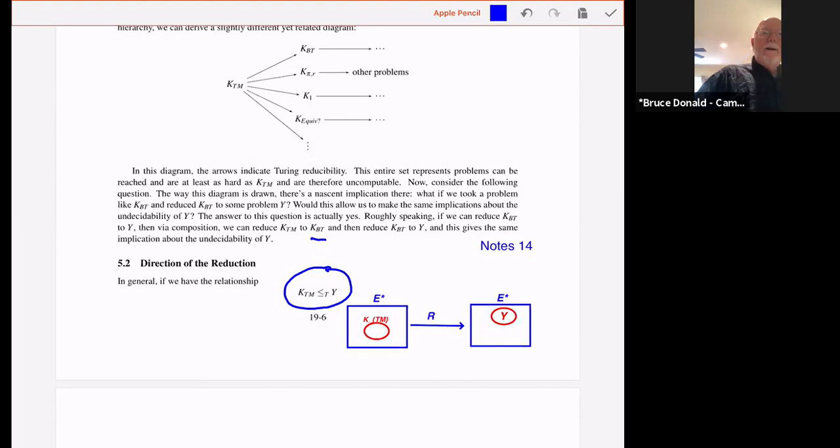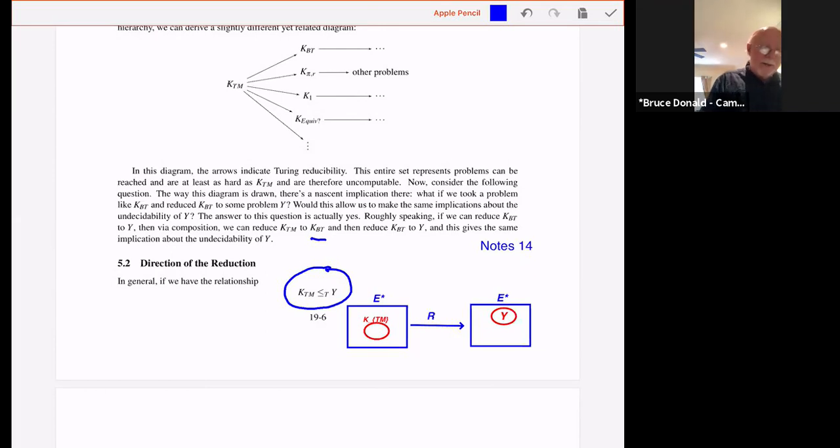The idea of this reduction is that you're showing that the problem Y is at least as hard as the halting problem. It could be equally hard, but at least as hard. And this is the setup again that we have for this problem. We have a reduction from E star to E star, where E star is the set of all scheme functions. It takes the red oval, which are halting problems, and turns them into Y problems. And the complement of halting problems turns into the complement of Y problems, just like we had before.